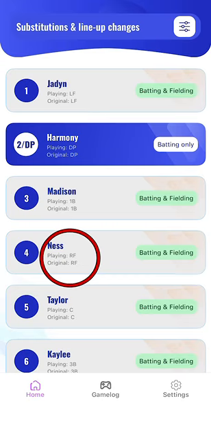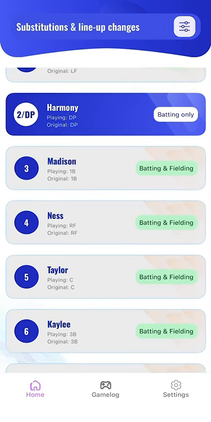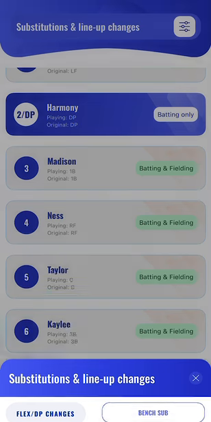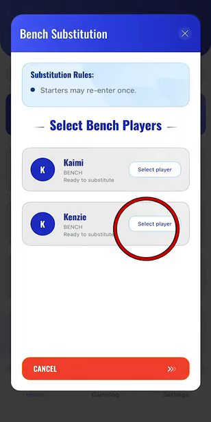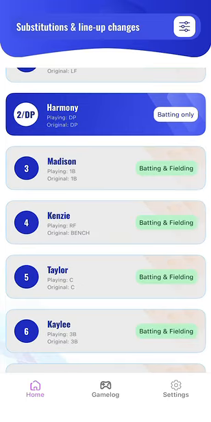We have not used a sub for her yet, so we're going to pinch run with another speedy outfielder, and Ness plays outfield. So we're going to go with Kenzie off of the bench. So we're going to go to bench subs, and we're going to choose Kenzie to run for Ness. So now we got Kenzie in the 4 spot playing right field. Okay, so that inning ends up being finished.